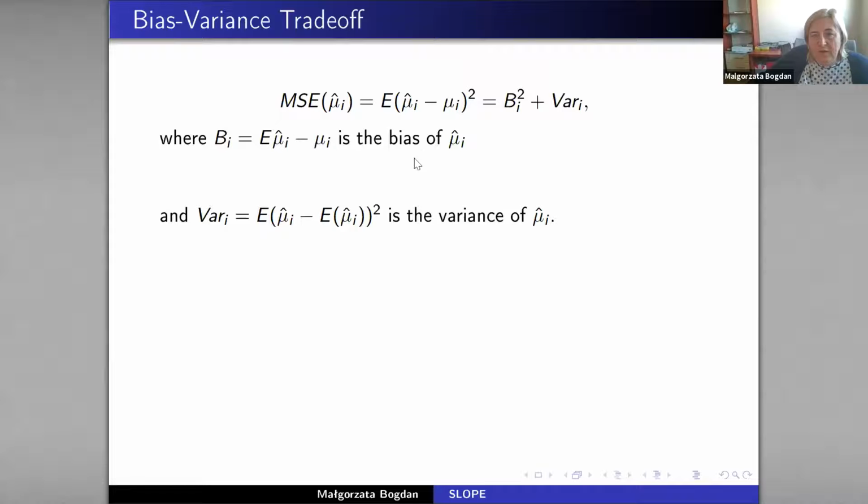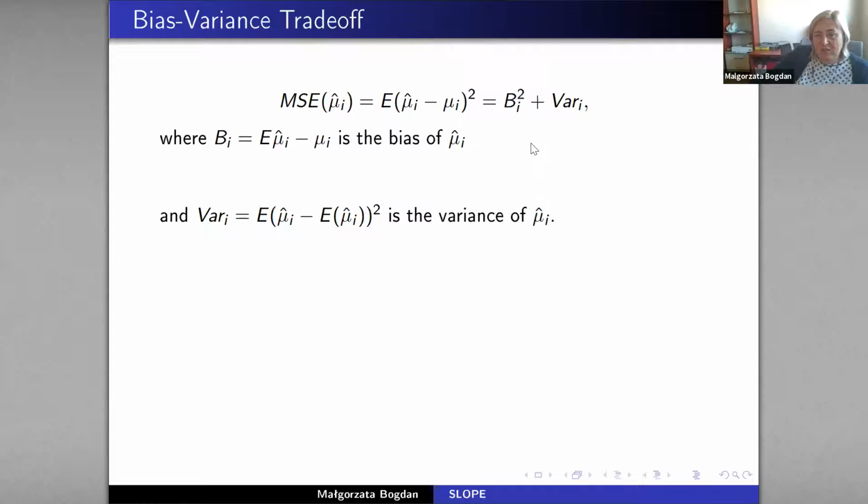So first thing is, I don't know if you know this formula. What is the mean square error on the coordinate i? So you want to estimate mu i. Mean square error is the expected value of a squared difference between mu hat and mu. And this is the same as the square of the bias plus the variance of mu hat i. So bias is the difference in the expected values between your estimator and mu. And variance is simply the variance of your estimator. So mean square error depends on the bias and on the variance.